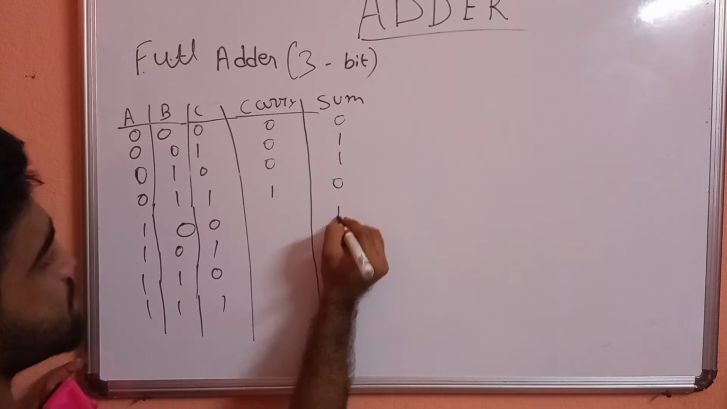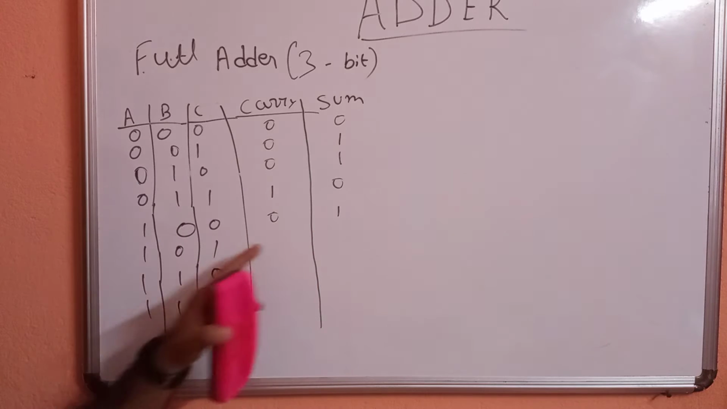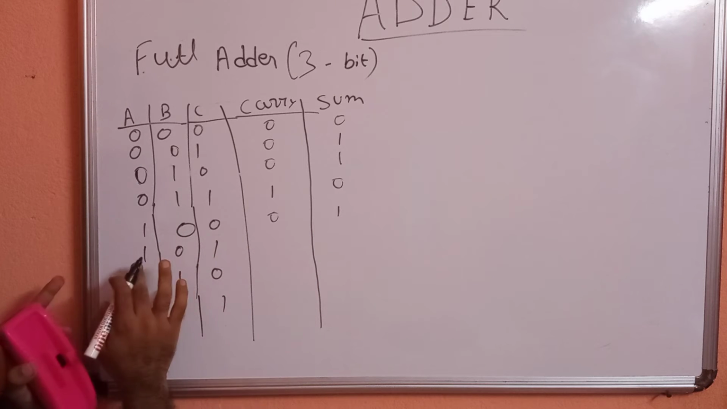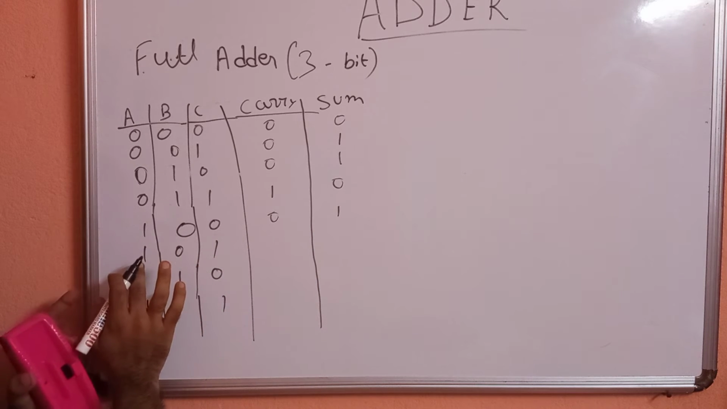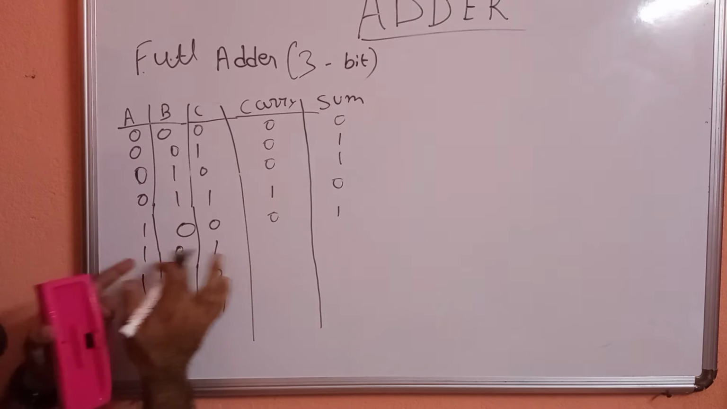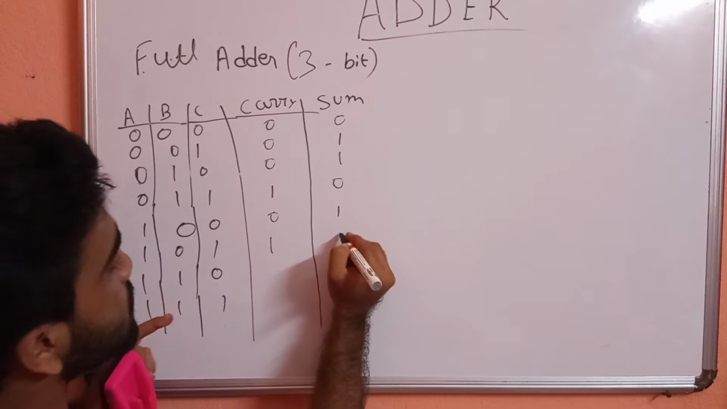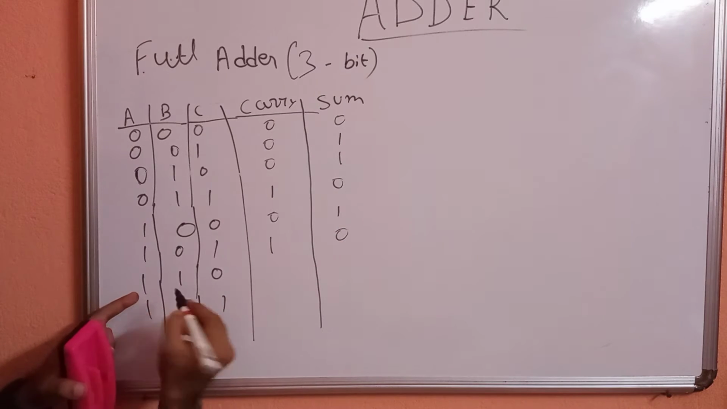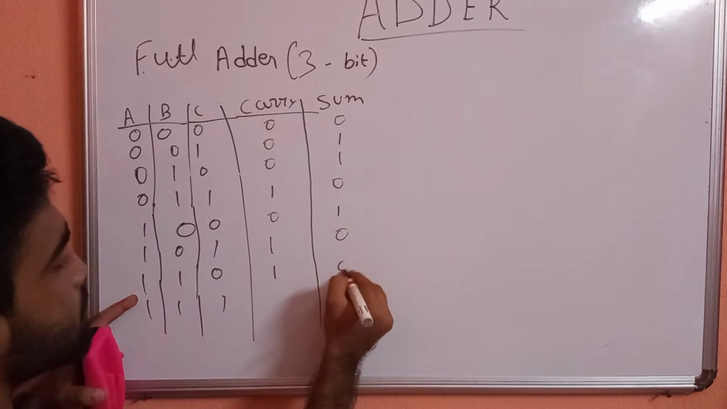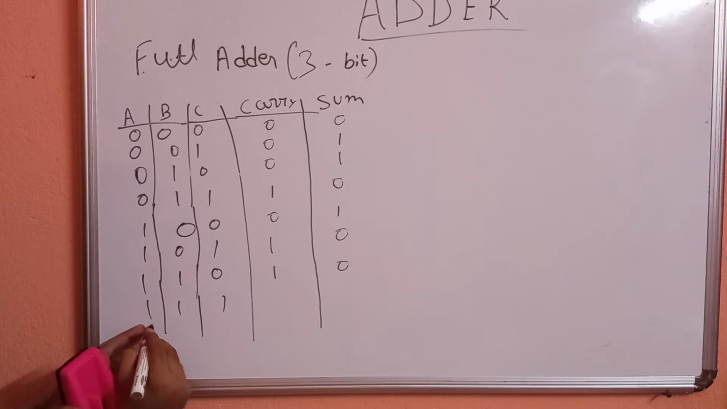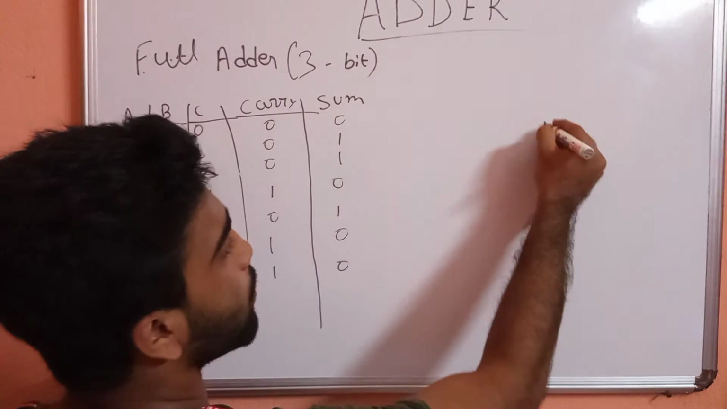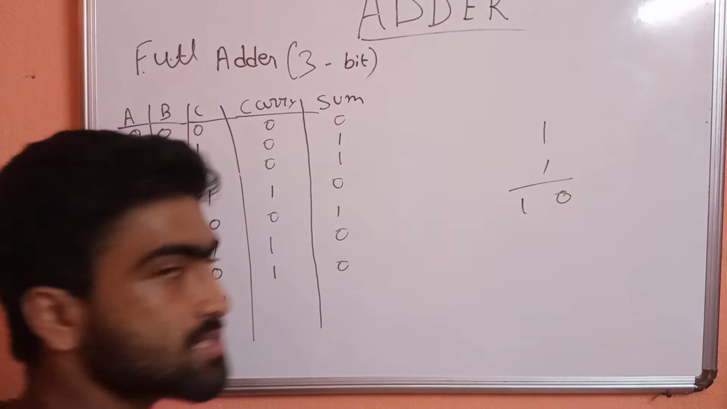1, 0, 0, sum 1, carry will be 0. 1, 0, 1, this is 0, that means we are doing the sum of A and C. 1 and 1 is 1, 0, carry will be 1, sum will be 0. Now 1, 1 here is 2, carry will be 1, sum will be 0. Now there, see, there are 3 ones. 1 and 1 is sum 0, carry 1.